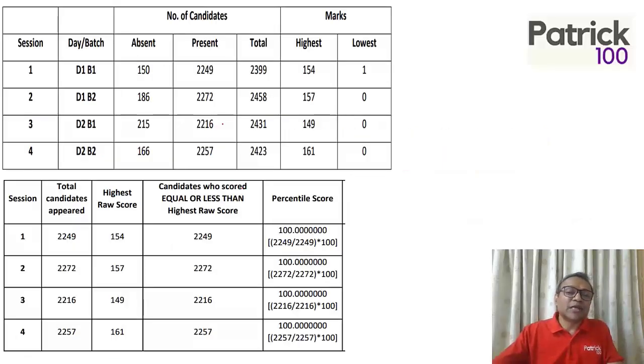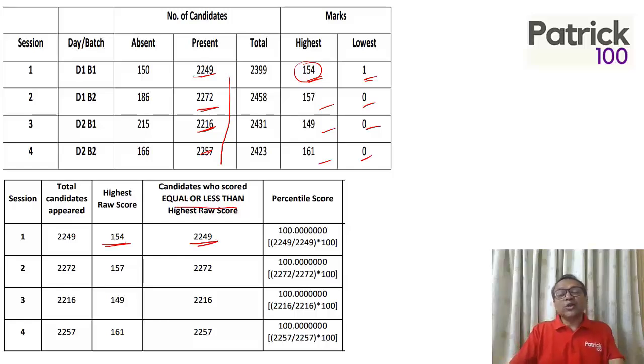This is an example that is mentioned on the website. Suppose there are 2249 students present in the first slot, first session, and 2272 present in the second, and the same way for the number of students present in each slot. Say the highest is 154, the lowest is 1. The highest person will get 100 percentile. Looking at the first slot calculation, there are 2249 people equal to or less than you in your slot. Based on the formula, the person will get 100 percentile because it is 2249 upon 2249 into 100. So all the toppers will get 100 percentile based on the calculation.